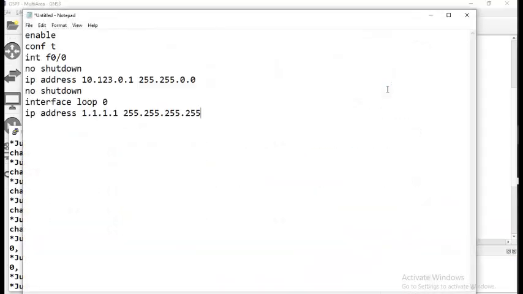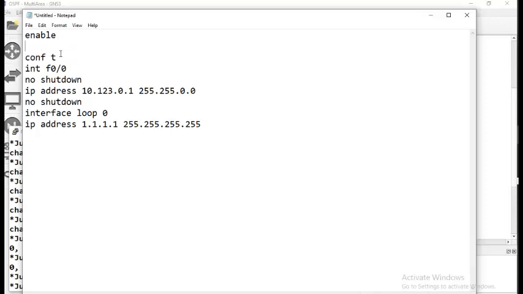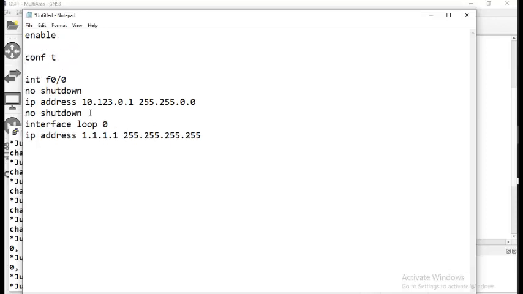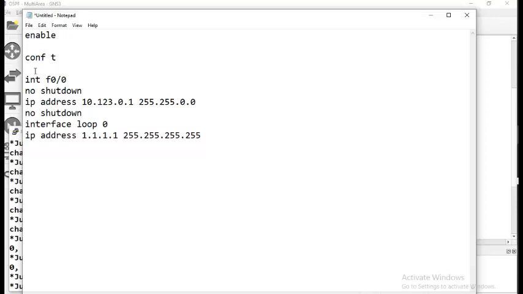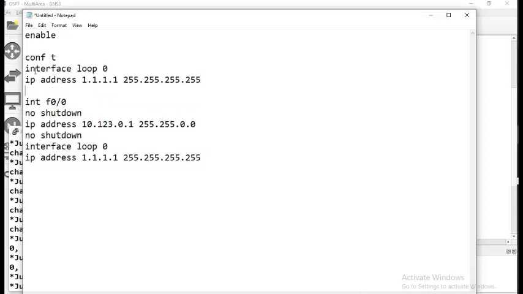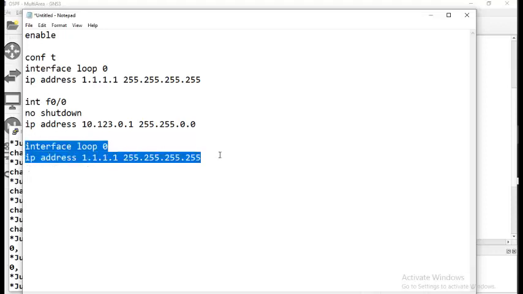Thank you, sir. Welcome. So this is enable, configure terminal, and then always try to put interface loopback first. Loopback interface first. Yes, sir. And then interface FastEthernet 0/0, 10.1.2.3.1. And then, okay, that's all. There's only one interface, right?